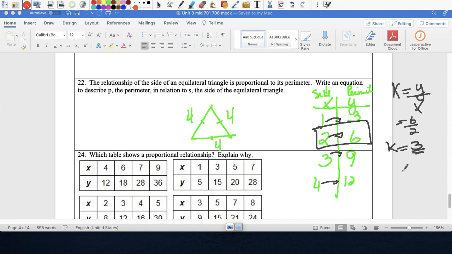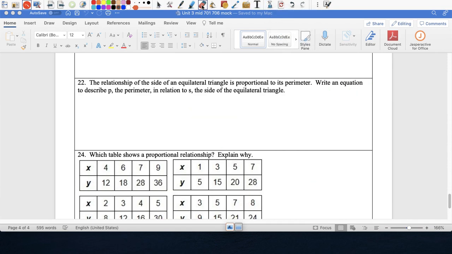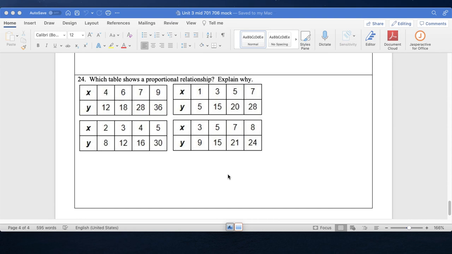Now that means that the equation of our line is going to be y equals 3x. What is happening to each of these x values? Being multiplied by 3. Okay. Last question. Which table shows the proportional relationship?